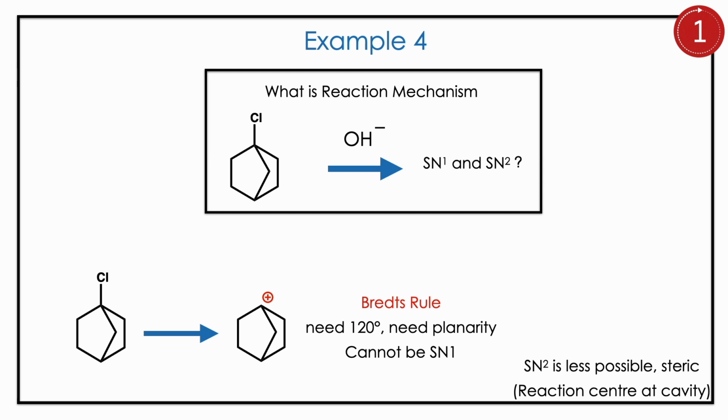Here you have to find the reaction mechanism, SN1 or SN2. The starting material is a bridged carbon with chlorine as the leaving group, and OH as the nucleophile. You should find the mechanism based on intermediate stability. Here we can clearly say SN1 mechanism is not favorable, because the SN1 intermediate is a cation, so the cation should form at the bridged carbon. As per Bredt's rule, a cation never forms there because of sp2 hybridization. It needs 120 degrees as well as planarity, so it cannot be SN1. It may be SN2 or not, because steric effect also plays a role, but our understanding is that SN1 mechanism is not favorable.